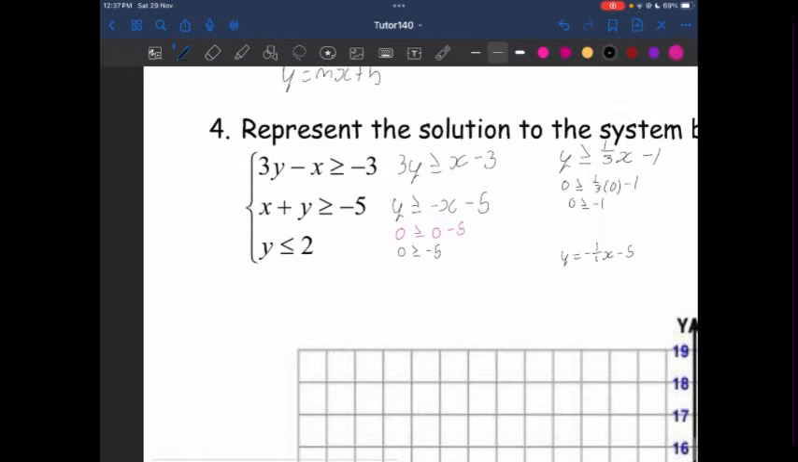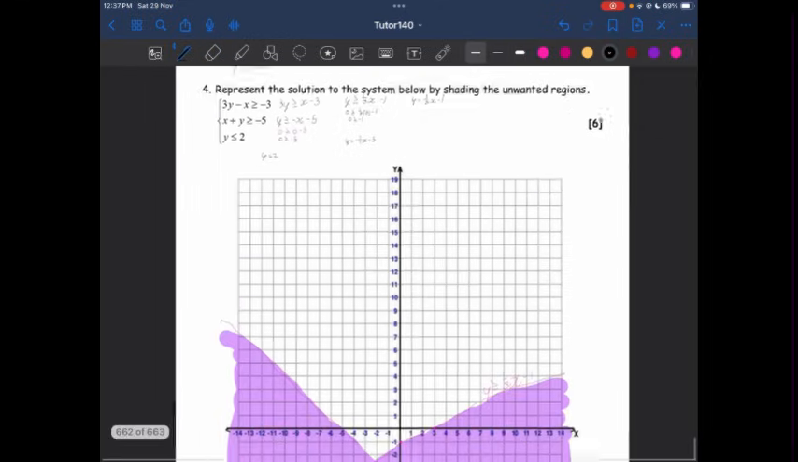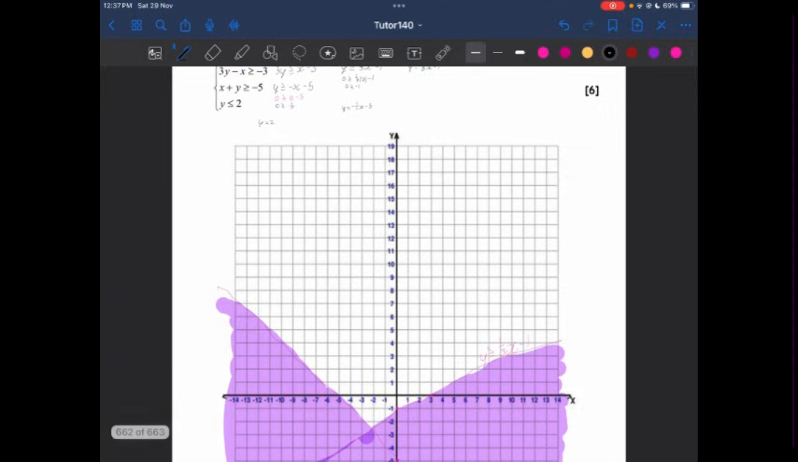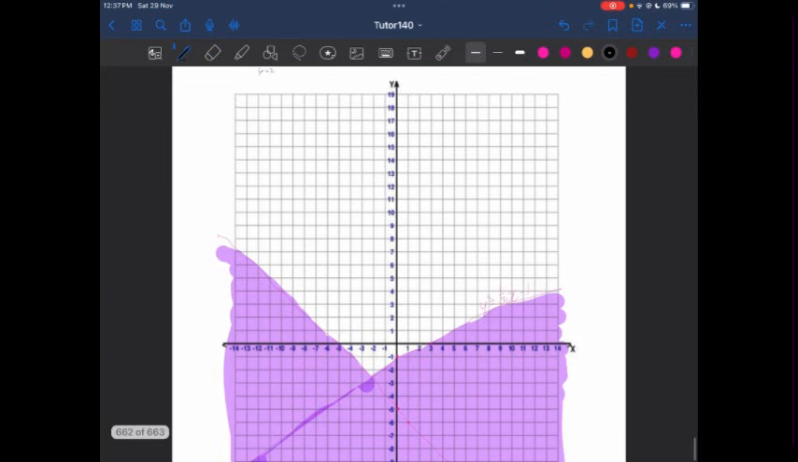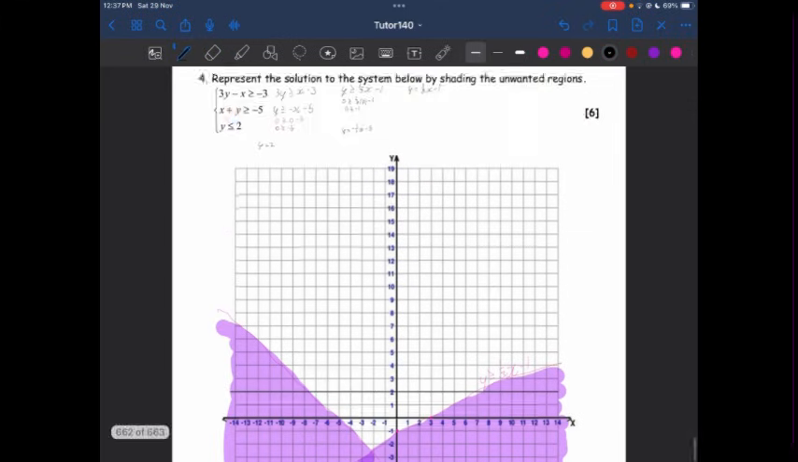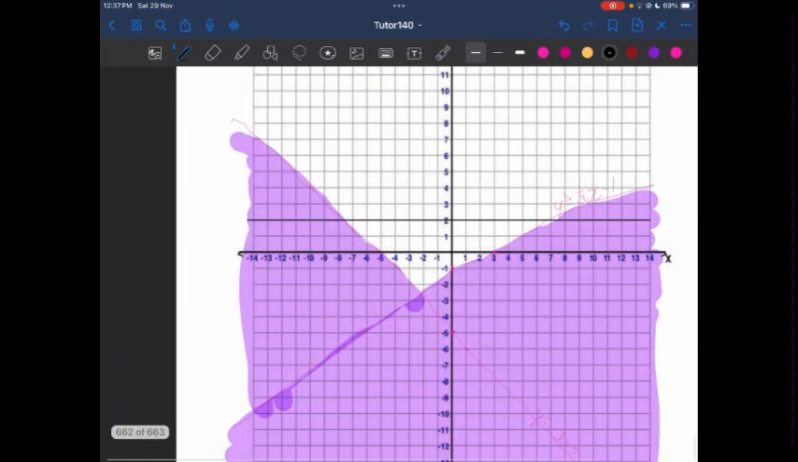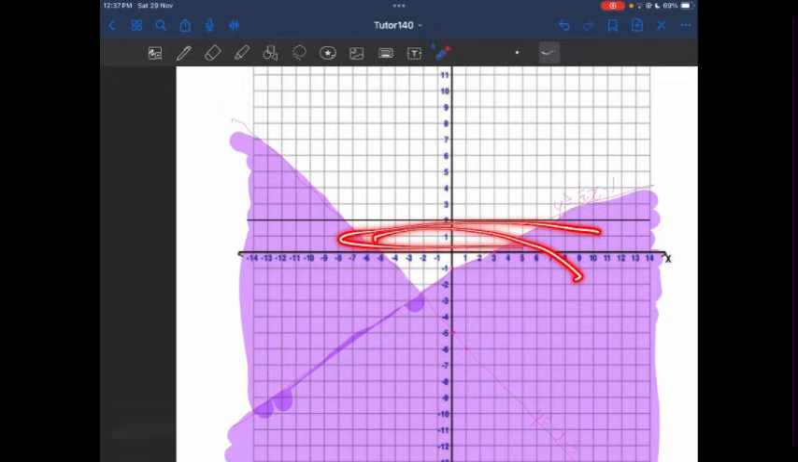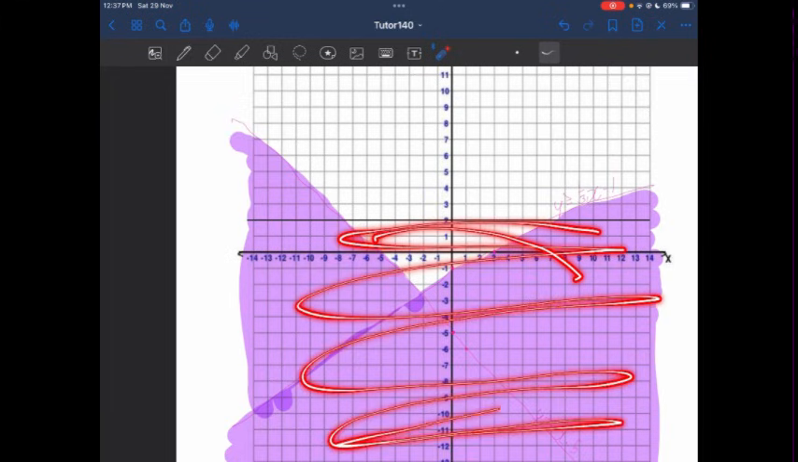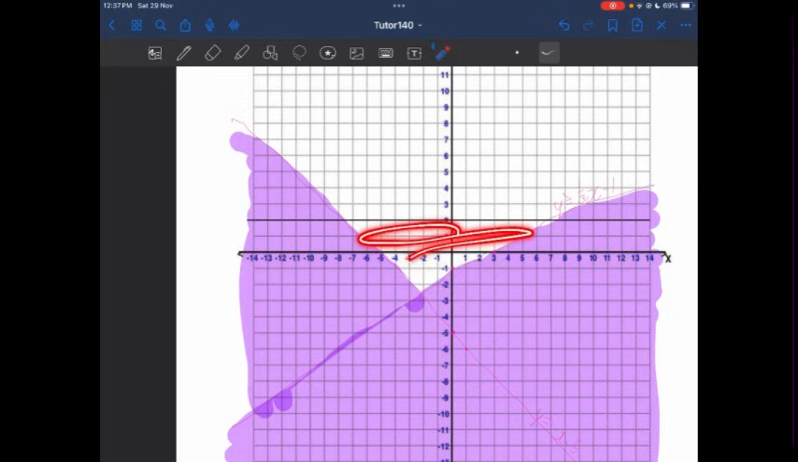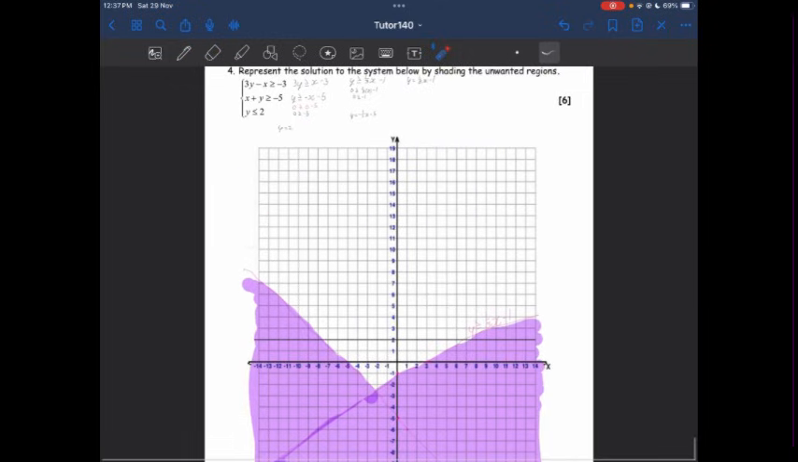Last thing that we're going to plot is y equal to 2. So that's just a horizontal line going through y equal to 2. Now, this one you could just look at. It's saying the values where y is less than or equal to 2. The values where y is less than or equal to 2 are this way. These values are where y is less than or equal to 2. So I know I could just shade this side.